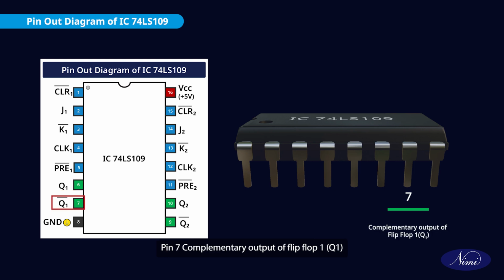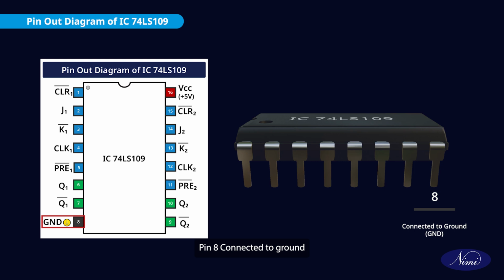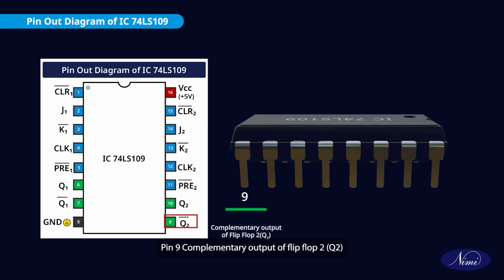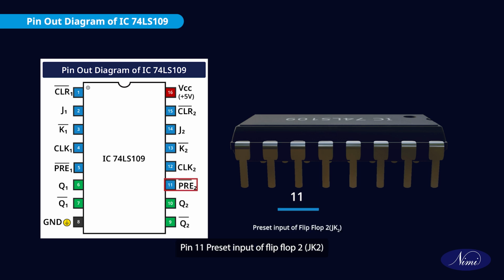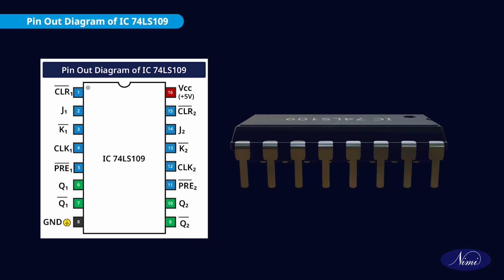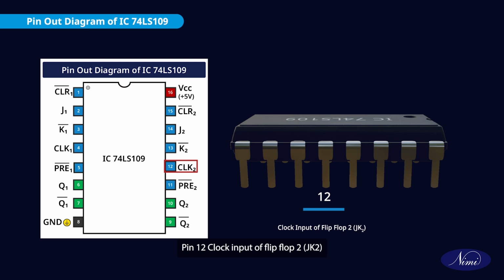Pin 7, complementary output of flip-flop 1 Q1. Pin 8, connected to ground. Pin 9, complement output of flip-flop 2 Q2. Pin 10, output of flip-flop 2 Q2. Pin 11, reset input of flip-flop 2 JK2. Pin 12, clock input of flip-flop 2 JK2.